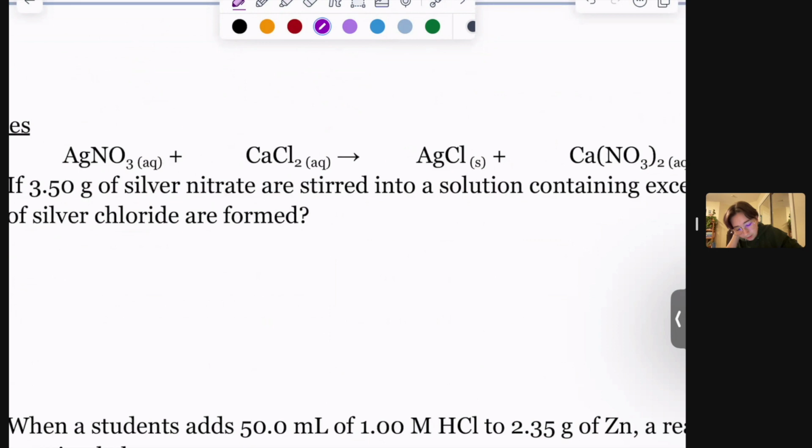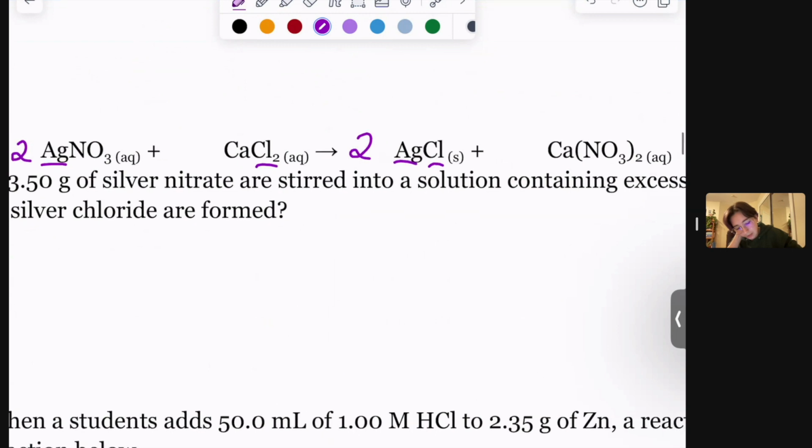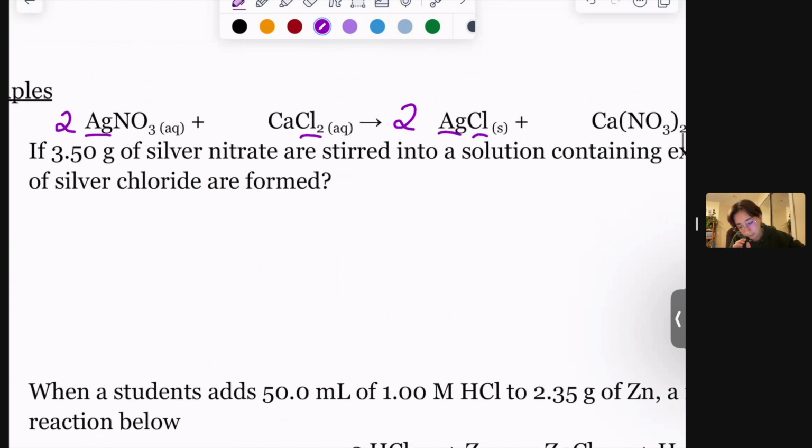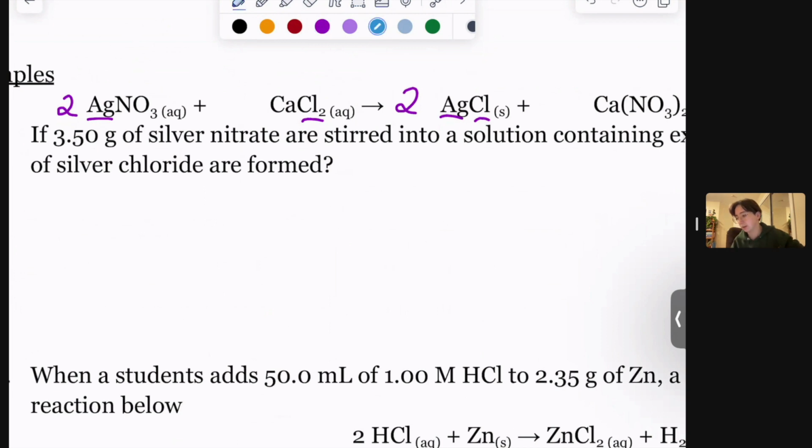I have silver, 2 chlorines, 1 chlorine. Uh-oh, not balanced. I'm going to add a coefficient there. Now I have 2 chlorines, but I also now have 2 silvers. Now this is balanced. Again, if you're newer to that, please pause this, write it out on your own, and make sure you can actually get that answer. But that is my balanced chemical equation.